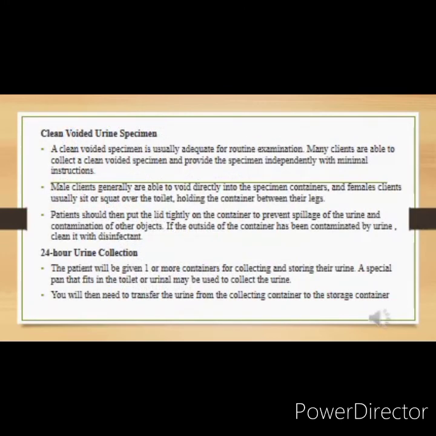A clean voided specimen is usually adequate for routine analysis. So many clients are able to collect a clean voided specimen and provide it independently with minimal instructions. For a male client, they generally are able to void directly into the specimen container, while for a female client, they usually sit or squat over the toilet, holding the container between their legs during voiding.